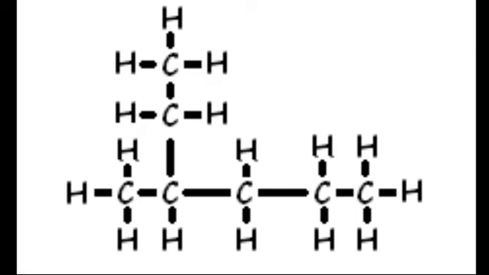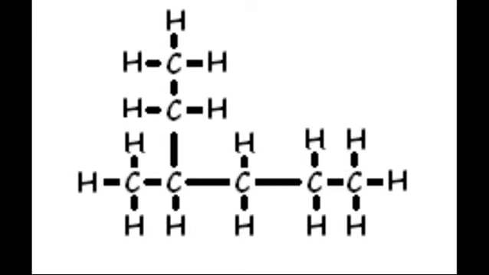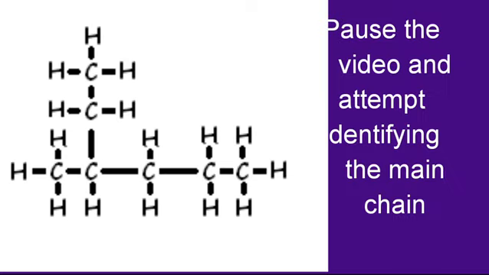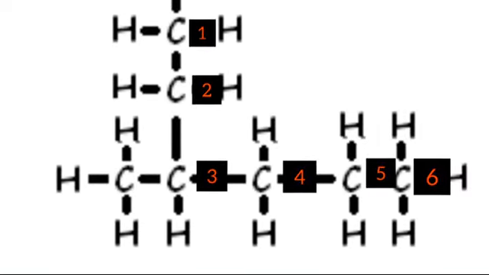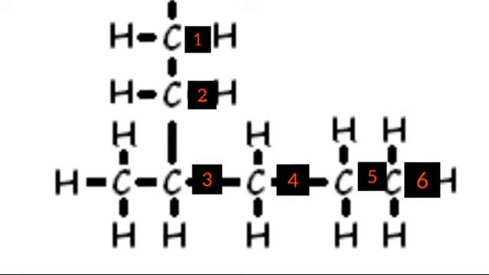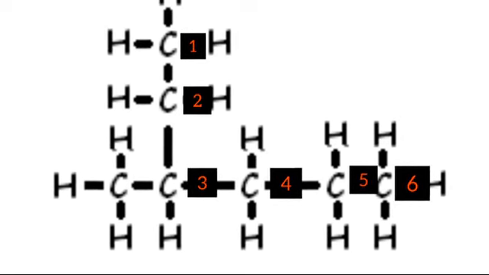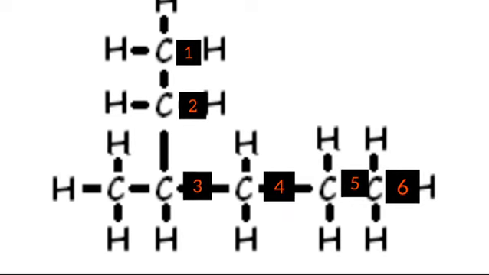So now try to identify the longest continuous carbon chain on this compound and tell me how many carbon atoms are on the main chain. If you got 6, then you are right. If you didn't get 6, you may need to look again and read through rule number 1.